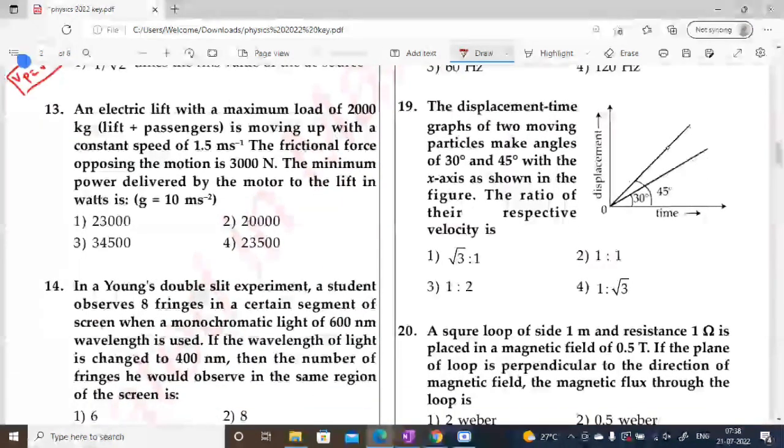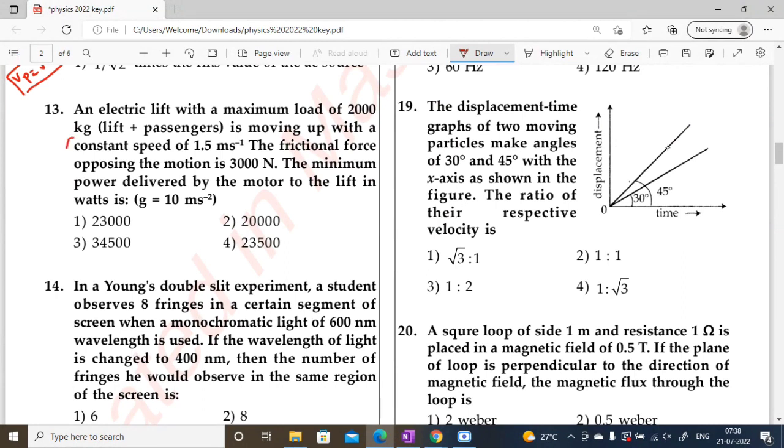An electric lift with a maximum load of 2000 kg, lifting passengers as well as the lift, the entire lift, it is like 2000 kgs, is moving up with a constant speed. So underline this word, it's moving with a constant speed. The frictional force opposing the motion is 3000 Newton. The minimum power delivered by the motor to lift the lift. We know that the motor lifts the lift, so of course it would do some work in lifting the lift completely. So let's try to find.